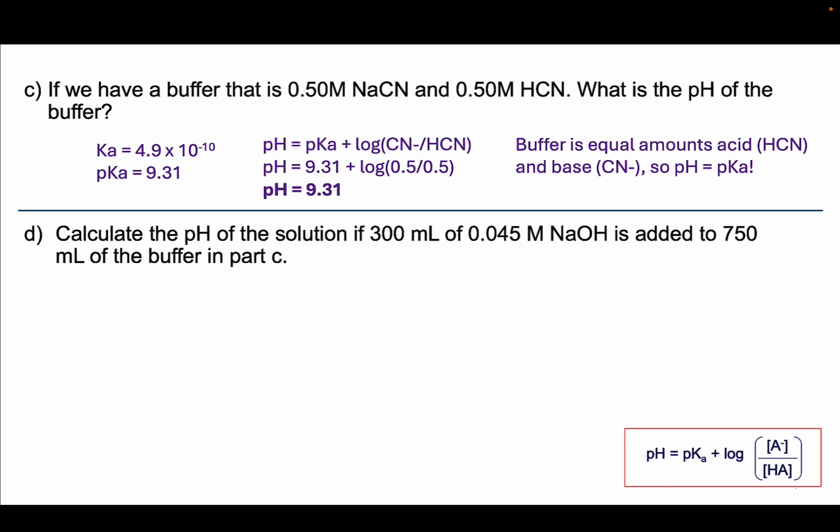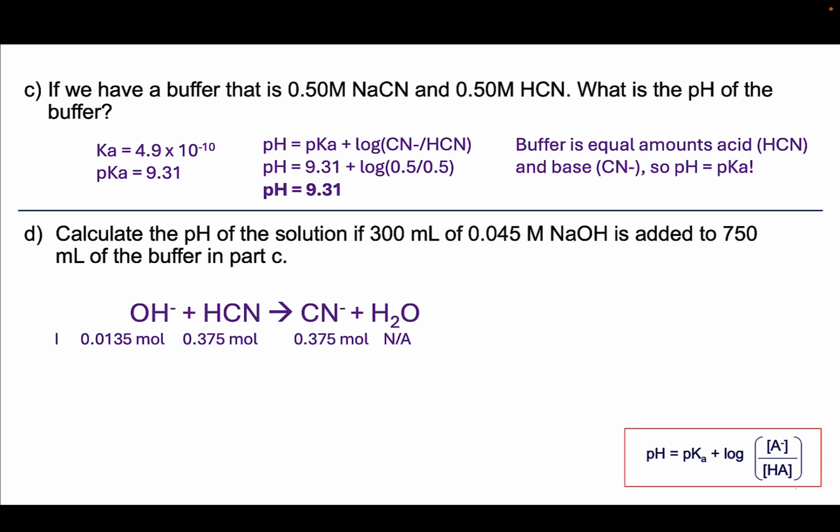Okay, now we want to figure out, if we add some sodium hydroxide solution, what is going to be the final pH? Remember that you already have this reaction from part B, where we have the hydroxide with the hydrocyanic acid that makes the weak base and H2O. We want to set up a reaction table here for which everything is in terms of moles. Initially, we're going to be combining the hydroxide and the weak acid. In 750 mL of the buffer from C, we get 0.375 moles of the hydrocyanic acid in this sample, and that same number of moles of the cyanide ion.